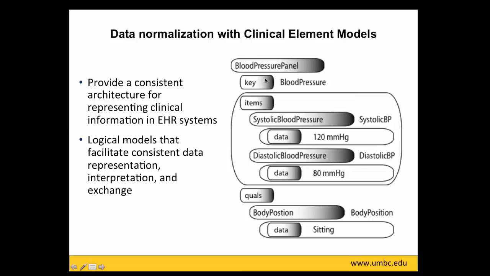So they have this blood pressure panel model. You can capture, they have a specific attribute called items. You can capture the systolic blood pressure and diastolic blood pressure with these detailed values. And they also have some qualifiers to capture the body position, so whether you take the blood pressure while you're sitting or standing or whatever position you have. So we came up with this, using this standardized data model to capture this information in a more standardized way.